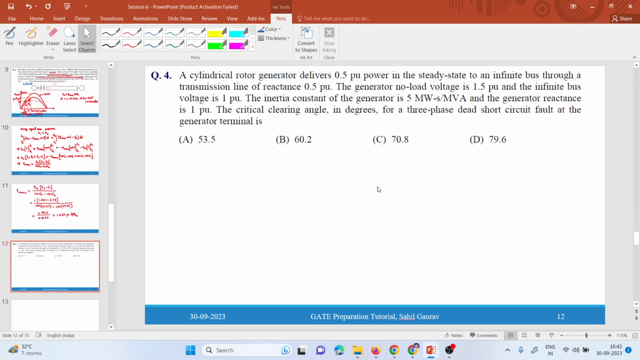Now we will see the next problem, that is question number 4. A cylindrical rotor generator delivers 0.5 per unit power in the steady state to an infinite bus through a transmission line of reactance 0.5 per unit. The generator no load voltage is 1.5 per unit and the infinite bus voltage is 1 per unit. The inertia constant of the generator is 5 megawatt second per MVA and the generator reactance is 1 per unit. The critical clearing angle in degrees for a three-phase dead short circuit fault at the generator terminal is.